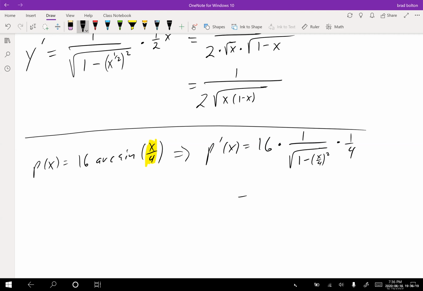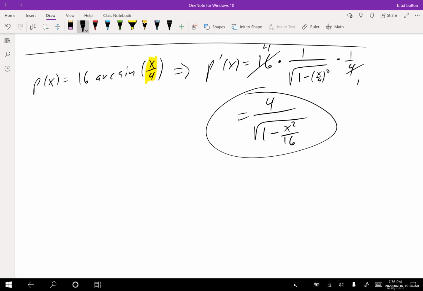Okay, so when we do cleanup, this cancels with this, and we're left with 4 over the square root of 1 minus x squared over 16. Okay, let's see here. Did I do anything wrong there? No, I think that's okay. Yeah, I think that should be good. I'm just worried that the homework might try to get a little bit fancy with you guys to try to clean this up a little bit better, but I think this is okay. So let's see here. I'd say that's a good enough answer.